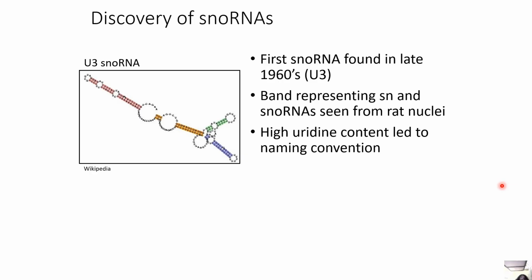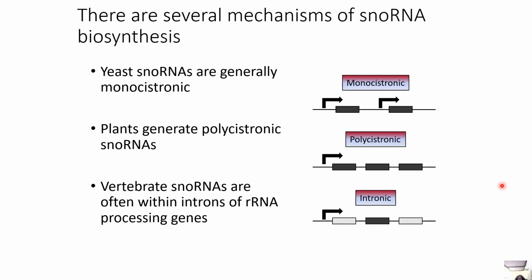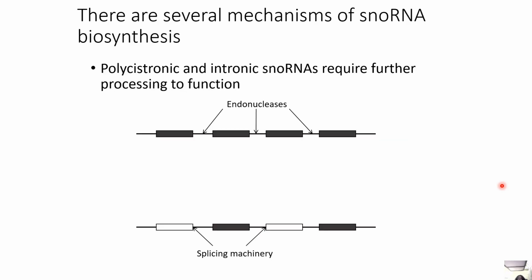Now, the first snRNA was discovered in the late 1960s. Their band representing snRNA in rat nuclei, with high uridine content, led to the naming convention. And there are several mechanisms of snRNA biosynthesis. Animal snRNAs are generally monocistronic. Plants generate polycistronic snRNAs, and vertebrate snRNAs are often within introns of RNA processing genes. Polycistronic and intronic snRNAs require further processing to function.